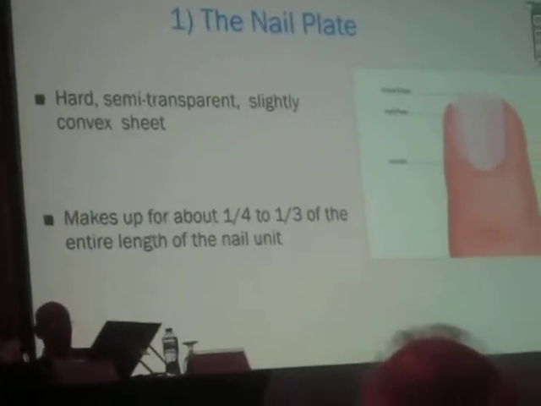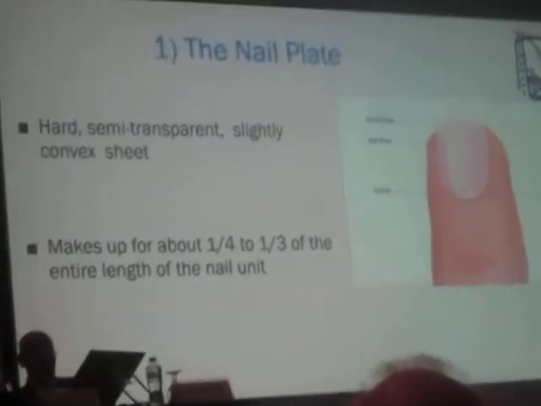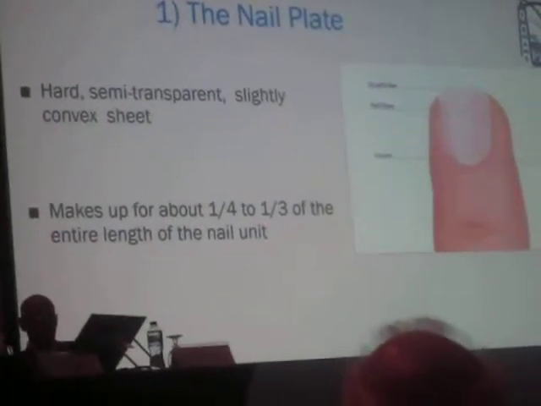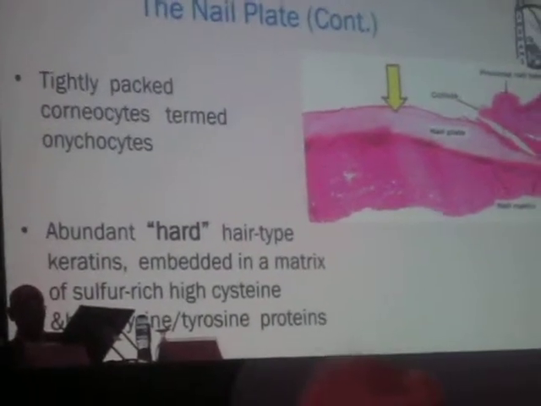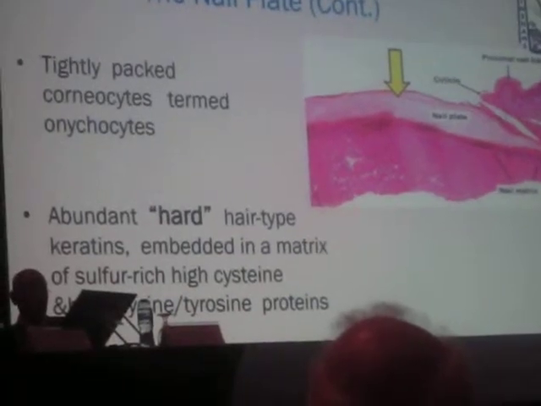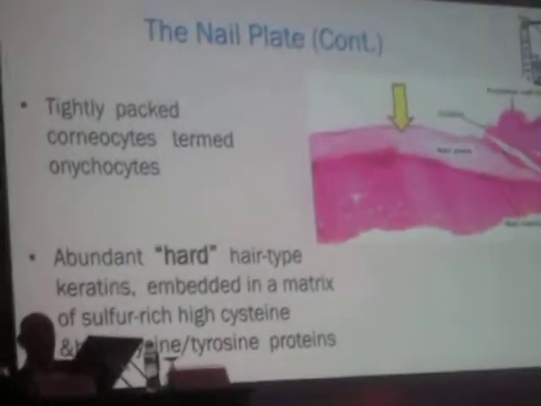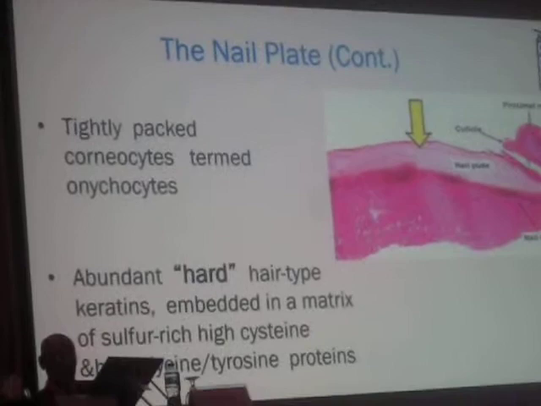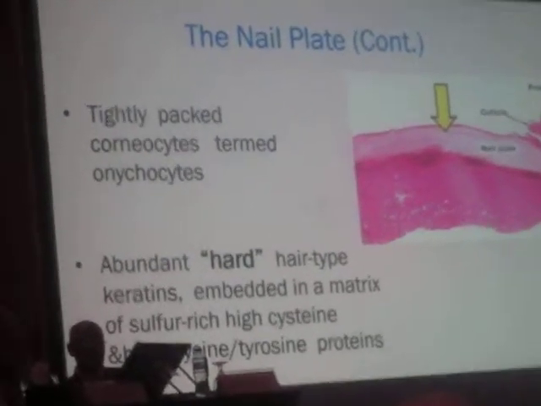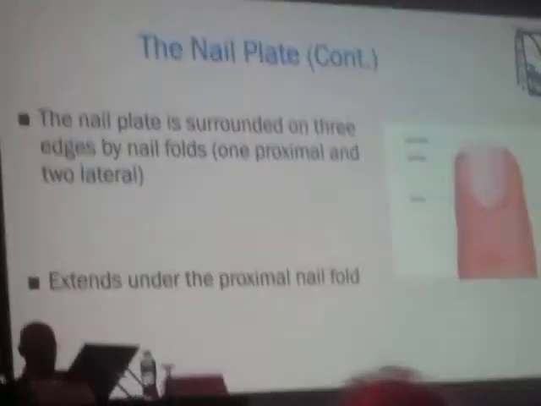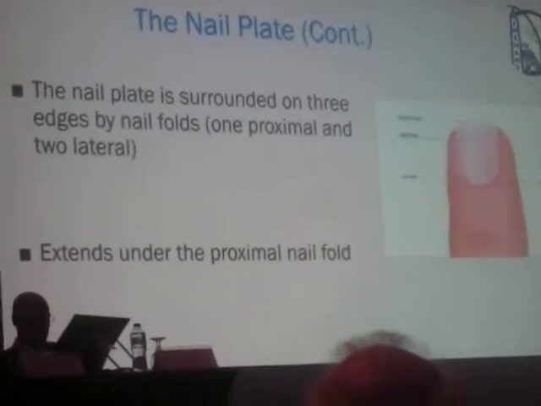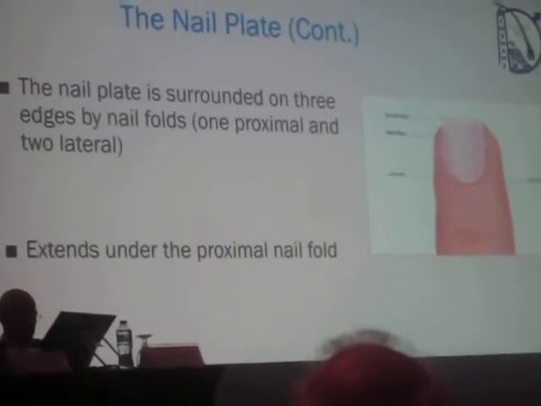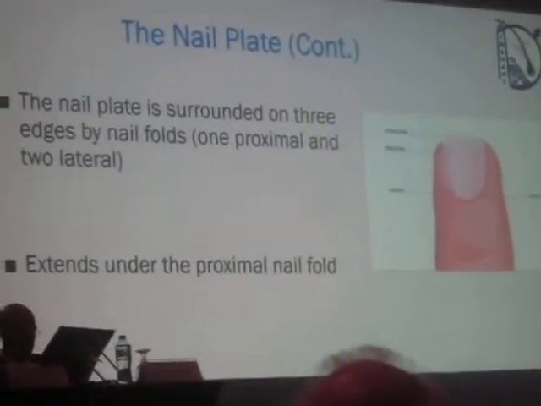First, the nail plate. The nail plate is the hard, semi-transparent, slightly convex sheet which makes up 1/4 to 1/3 of the entire length of the nail unit. Histopathology of the nail plate shows tightly packed corneocytes, which are termed onychocytes. There are abundant hard hair-type keratins embedded in a matrix of sulfur-rich, high cysteine and high glycine tyrosine proteins. The nail plate is surrounded on 3 edges by nail folds, 1 proximal and 2 lateral, and it extends as well under the proximal nail fold.